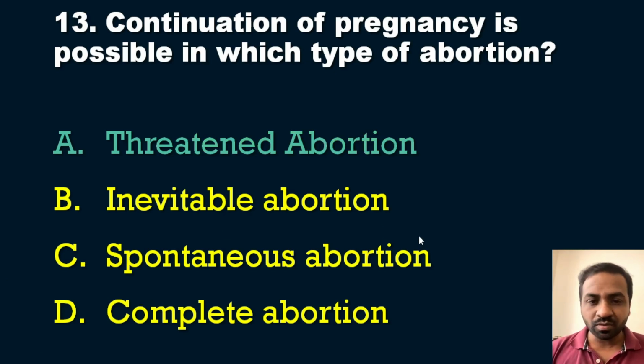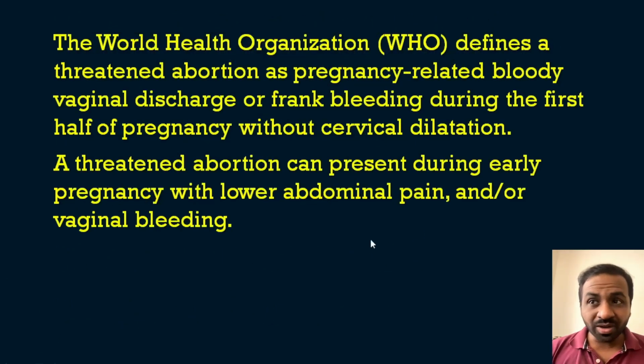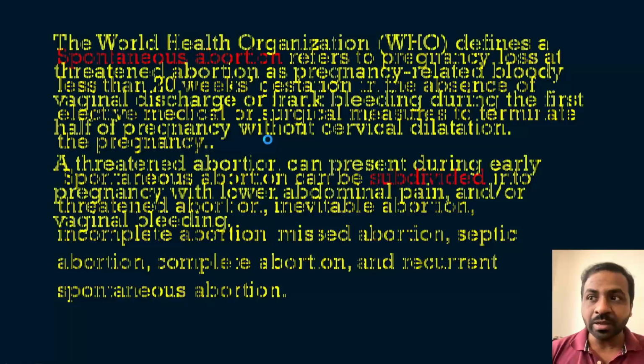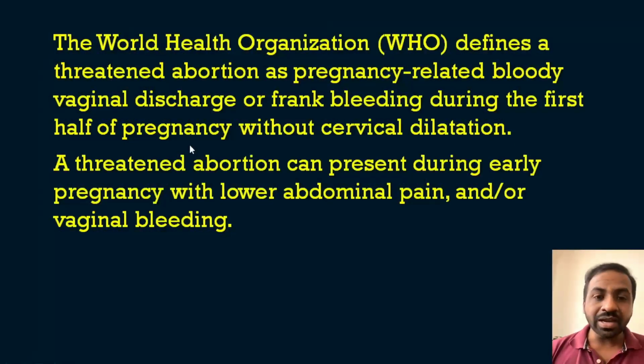Okay, so we will see what all these abortions are. The World Health Organization defines a threatened abortion as pregnancy related bloody vaginal discharge or flank bleeding during the first half of the pregnancy without cervical dilation. Okay, without cervical dilation, and a threatened abortion can present during early pregnancy with lower abdominal pain, with or without vaginal bleeding.